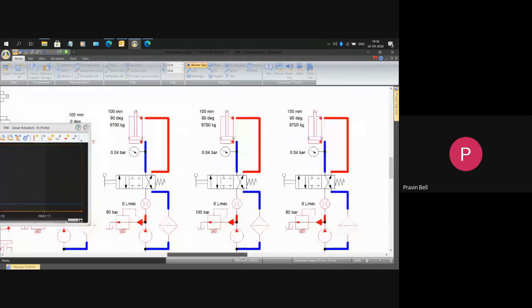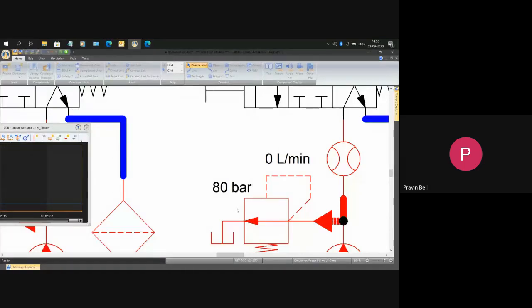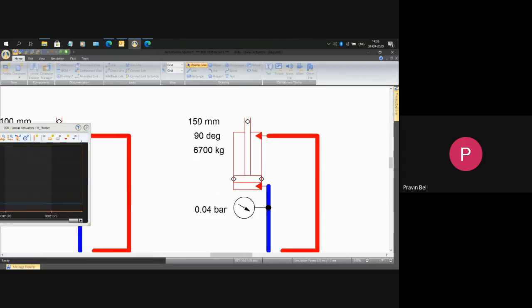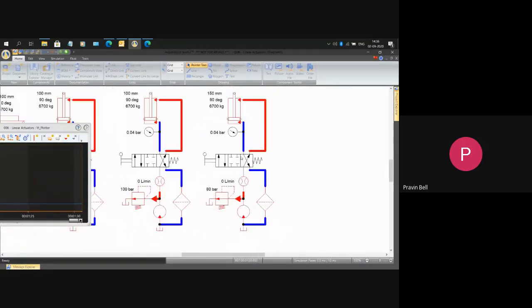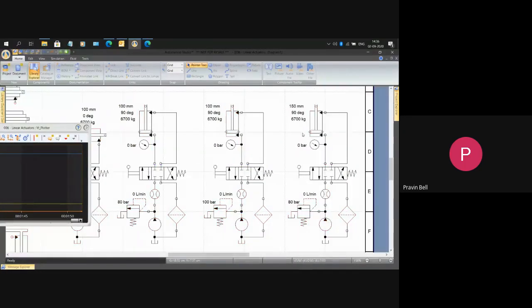Another thing I can do is, maintaining the system pressure at 80 bar, I go and change the diameter of my piston here. I make it 150 mm. And now I extend my cylinder. It extends. So a 6.7 ton load at 90-degree inclination can be solved by doing two things: one is increase the system pressure, or increase the diameter of the cylinder. Such types of experiments you can design for your students, and they will have a good conclusion because you're actually seeing the behavior.